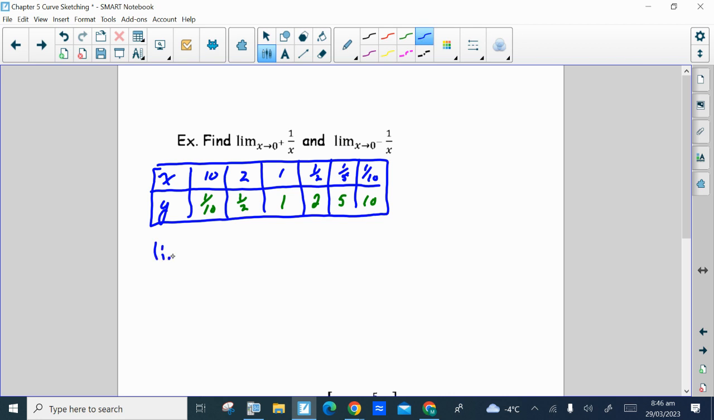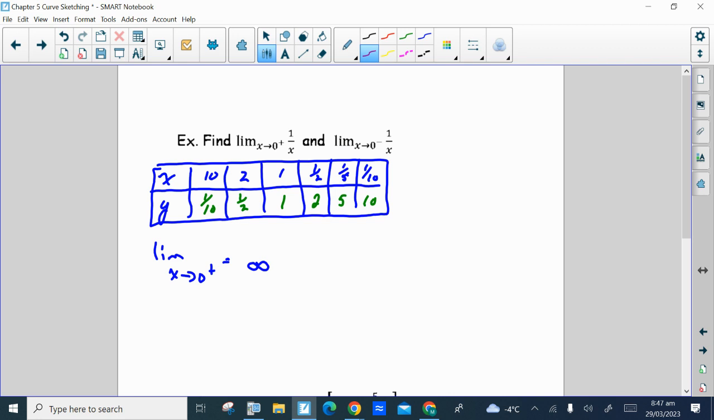So the value of the limit as x approaches 0 from the right side will be positive infinity. If we did a value like 1 over 100, y would be 100. If we did 1 over 1,000 for x, y would be 1,000. So the y values will just keep getting larger and larger.